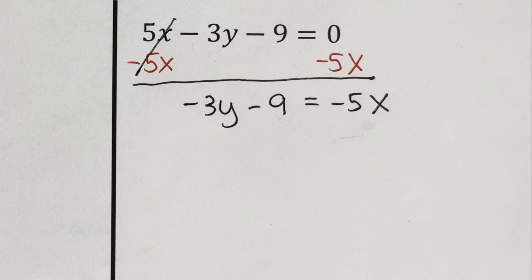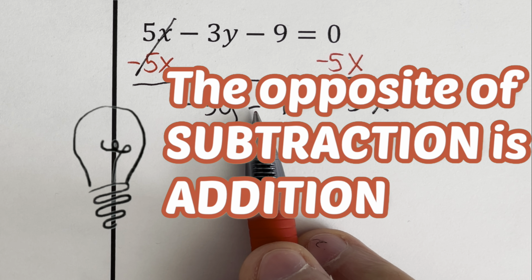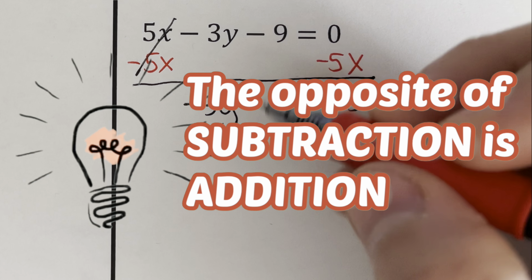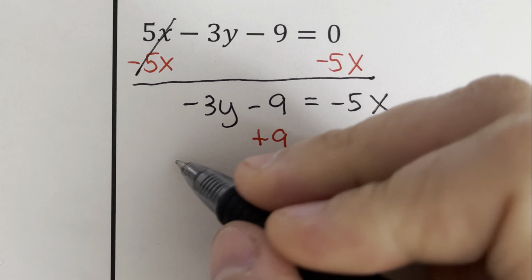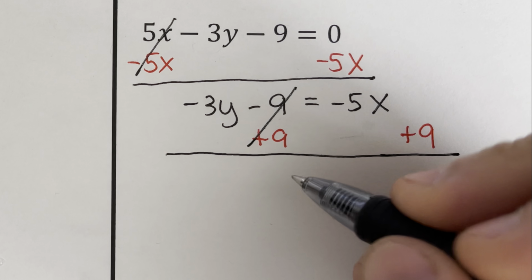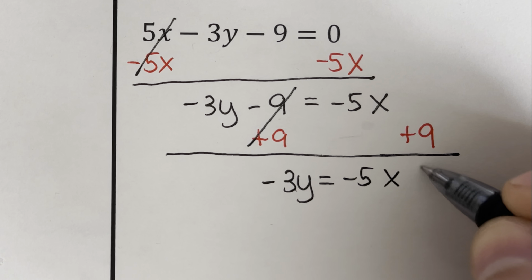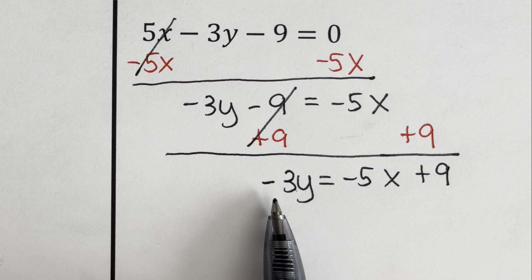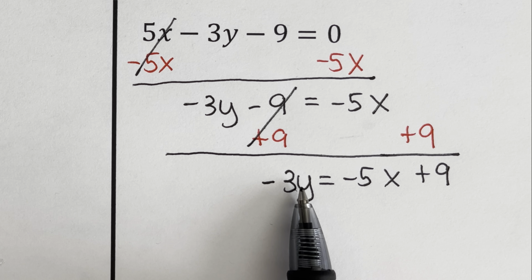So then again, we want y by itself. So we need to get rid of the minus 9. So we remember that the opposite of subtraction is addition. So I'm going to add 9 to both sides, plus 9 here. So then we go ahead and cross the 9 out. We are left with negative 3y is equal to negative 5x plus 9. We have a negative 3 times y, or negative 3 multiplied by y. We remember that the target for this is to have y by itself on one side, but we have a negative 3 multiplied to the y.